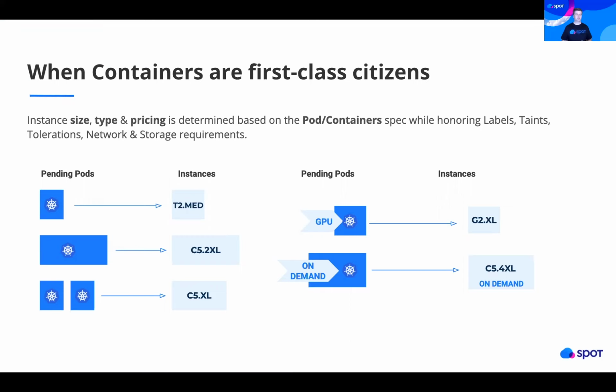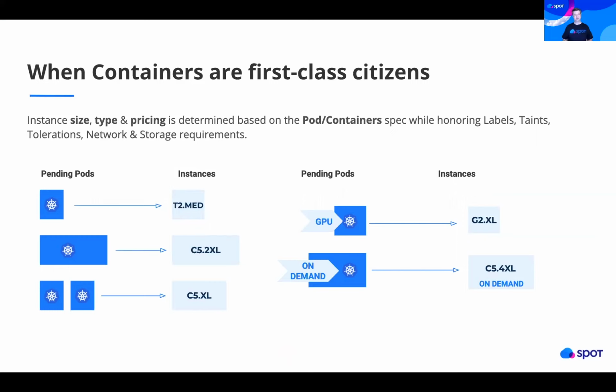The infrastructure should be provisioned to match what the pod needs. So if we have pending pods that need 1 vCPU or 10 vCPUs, or we have pods that need a GPU or pods that require on demand, those characteristics should define how the infrastructure gets provisioned and not the other way around. We should not think of it that we provision infrastructure and then deploy pods.